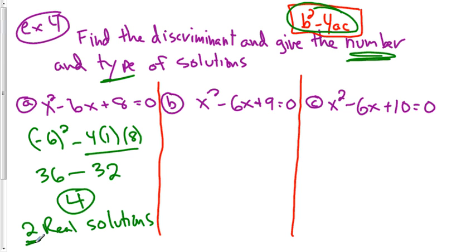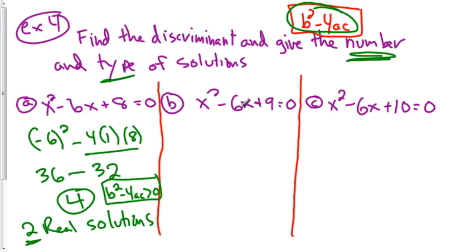Okay, so that's what they mean by number. 2 real solutions. So my discriminant is positive. B squared minus 4AC is greater than 0. So I get 2 real solutions. All right, let's try the next one.